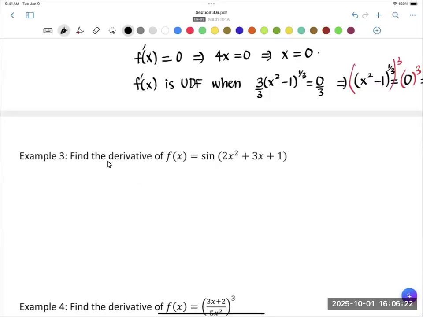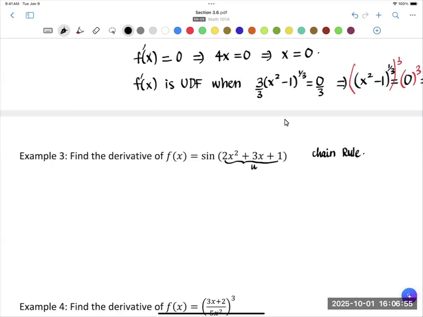Now, what about finding the derivative of sine of 2x squared plus 3x plus 1? So this one is also one function inside another function, because you have a polynomial function inside the trigonometric function. Then you're going to have the chain rule. So you're going to let u be the polynomial function, because that is the one inside the trigonometric function, right?